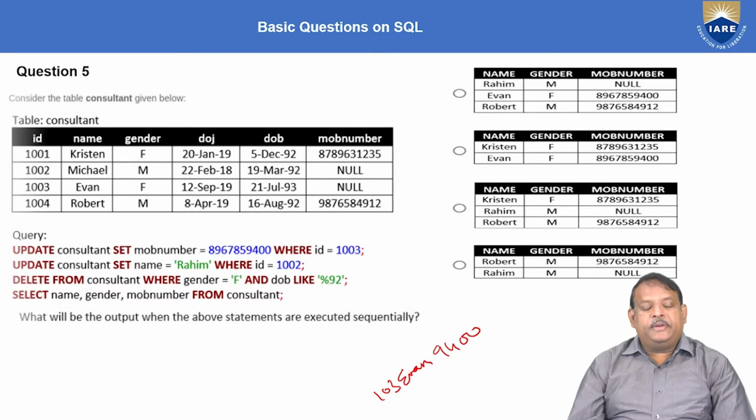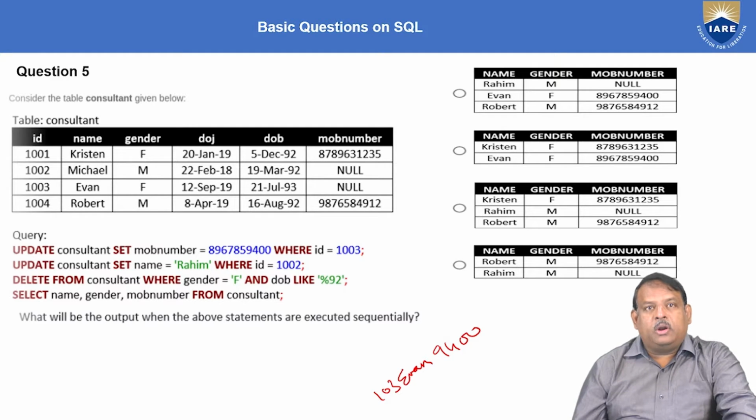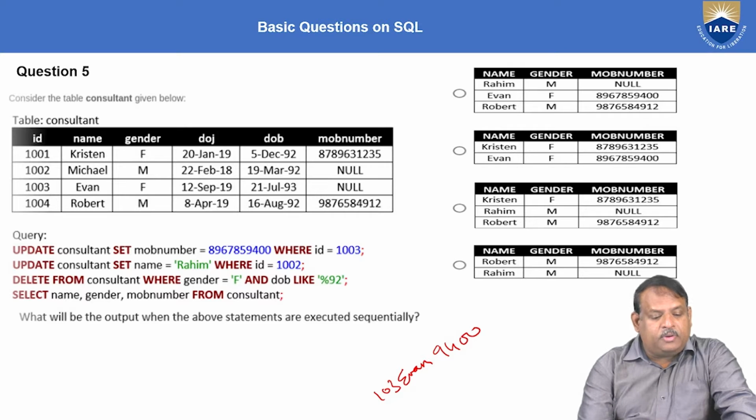What is the second statement? Update consultant set name equal to Rahim, where ID is equal to 102. So what is the name for 102? It is Michael. So now 102 will be Rahim. The rest of the columns remain the same.